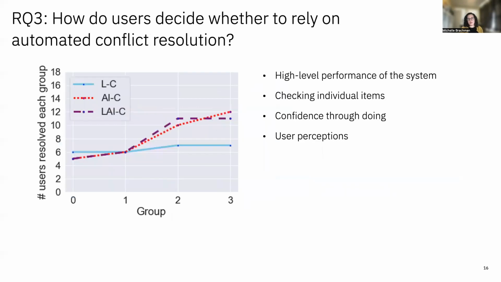Finally, we wanted to better understand how users chose to rely on group resolve. Participants used a combination of system information and their own preferences. For example, they checked the high-level performance of the system, such as the percentages of labelers or the confidence of the AI, and they also checked individual items manually and in the groups to make decisions. Some of their choices were also based on their own confidence, which was heightened after more use of the system, and also their general perceptions of whether they should trust the system.